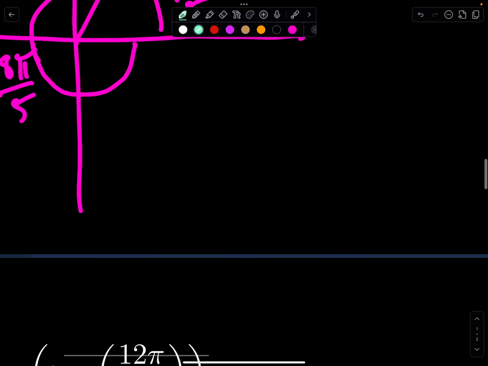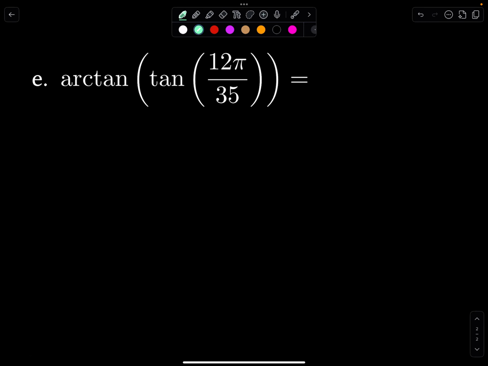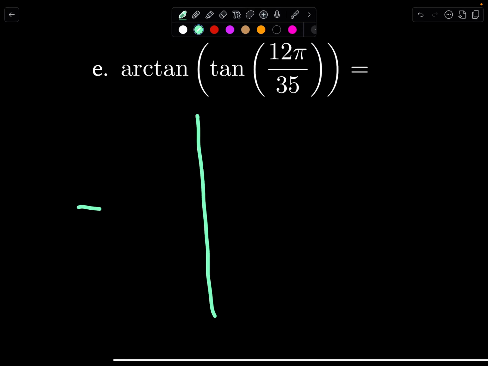All right, onward to tangent. Tangent feels similar to the sine, but the big difference is the way that we're going to figure out how to reflect things over. So we'll start with this one, 12 pi over 35. That one's actually pretty easy because 12 pi is a little less than half of 35. Half of 35 is 17.5. So this is going to be something like this.